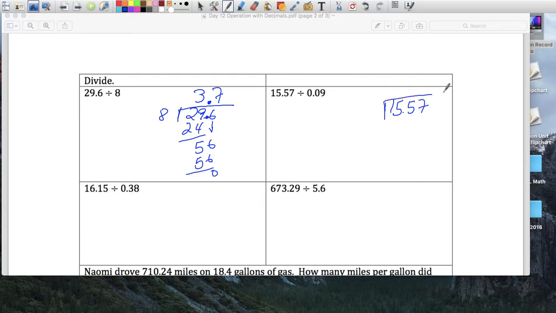15.57 divided by 0.09. Life is much easier if you change this here to a whole number. So we move it 1, 2 to the right, and that becomes a 9. And I'm moving the inside 2 as well. 1, 2. That's going to be 1557. All right, so I'm multiplying both numbers by 100. Okay, so I'm turning 0.09 to 9 by multiplying it by 100. Okay, and if I multiply the outside by 100, I multiply the inside by 100.